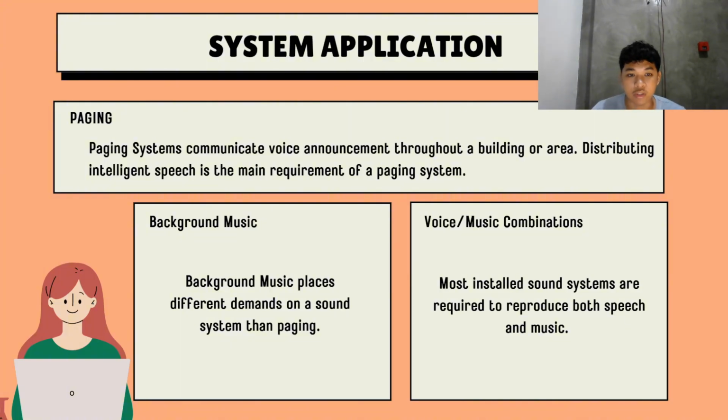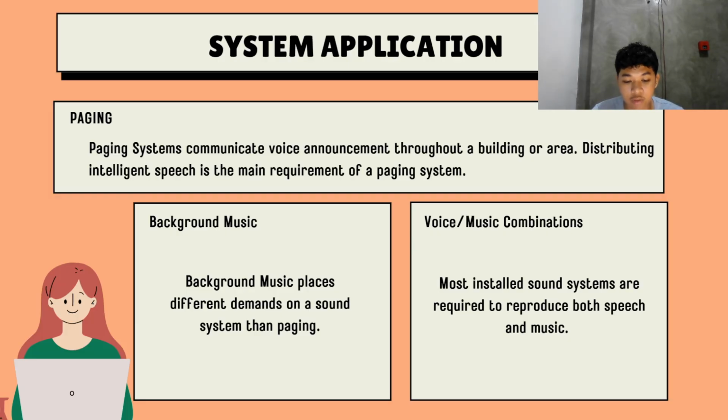Next is voice music combinations. Most installed sound systems are required to reproduce both speech and music. So therefore, they must have both the smooth response and even coverage of a speech system and the wide frequency range and continuous output capability of a music system. Distributed speaker design means using good quality speakers and relatively close spacing.